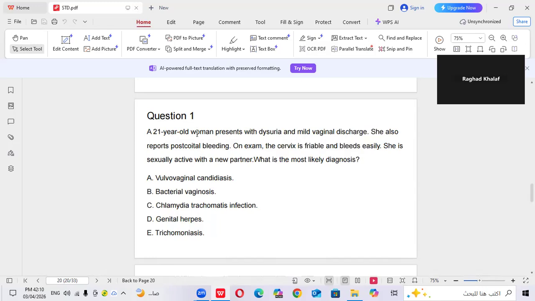Question 1, 21-year-old woman present with dysuria, mild vaginal discharge. She also reports postcoital bleeding. On exam, the cervix is friable and bleeds easily. She is sexually active with a new partner. What is the most likely diagnosis?